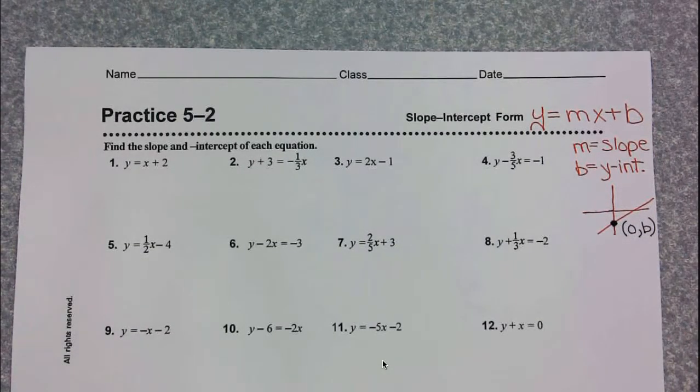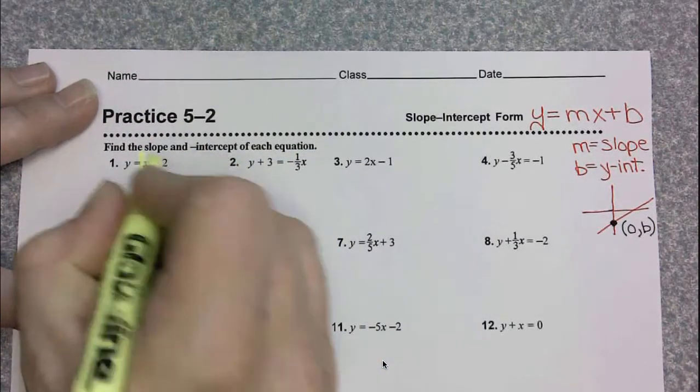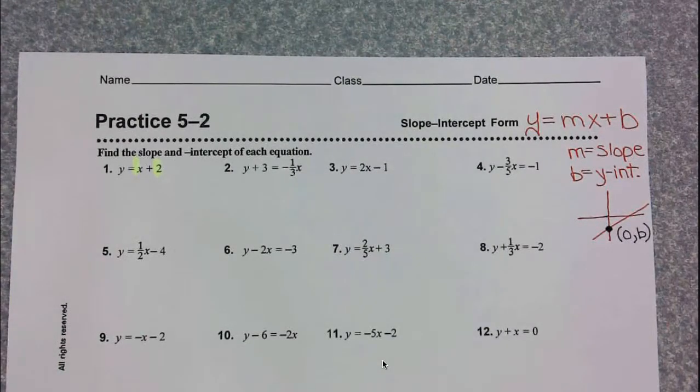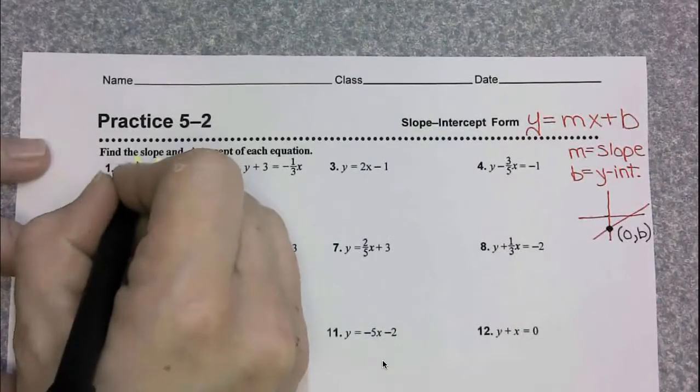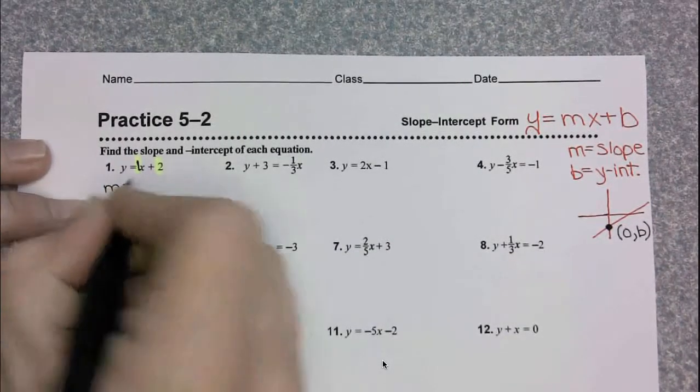Alright, so in y equals x plus 2, these are the two things I need to be looking at. My slope is the thing attached to x. If there's nothing attached to the x, I can put an invisible 1 there. And so my slope is 1.